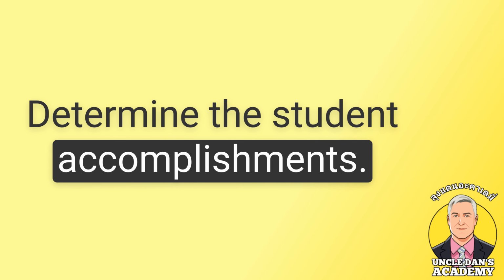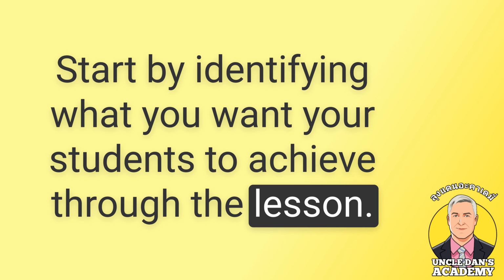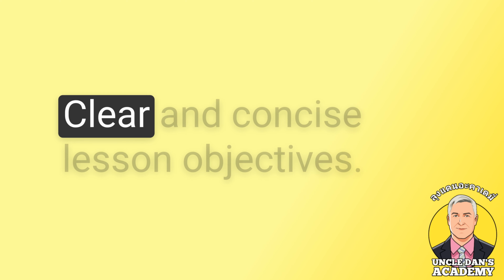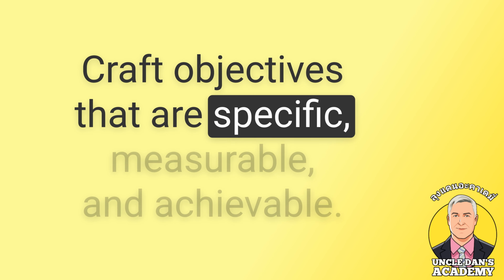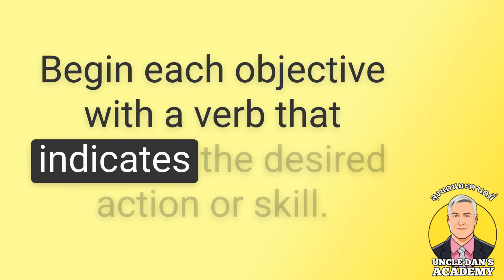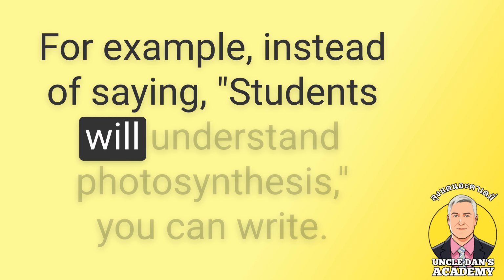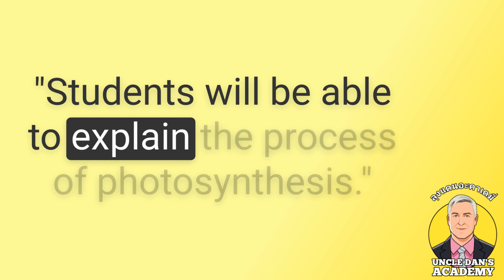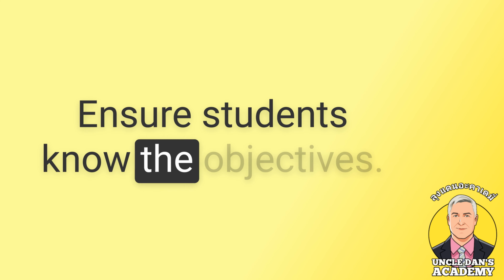Determine the student accomplishments. Start by identifying what you want your students to achieve through the lesson. This will serve as the foundation for your objectives. Write clear and concise lesson objectives. Craft objectives that are specific, measurable, and achievable. Begin each objective with a verb that indicates the desired action or skill. For example, instead of saying, students will understand photosynthesis, you can write, students will be able to explain the process of photosynthesis.